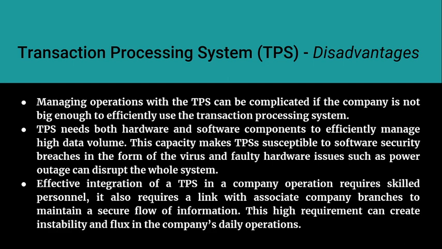So that's why it's saying it also requires a link with associate company branches to maintain a secure flow of information. This high requirement can create instability and flux in the company's daily operations. So if the understanding of the company's requirement is overlooked, then this system will be a failure for that particular organization. The integration of that system with other systems in that company will be a total failure, right?